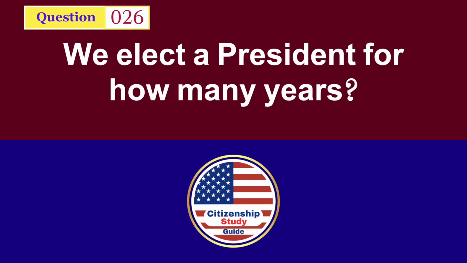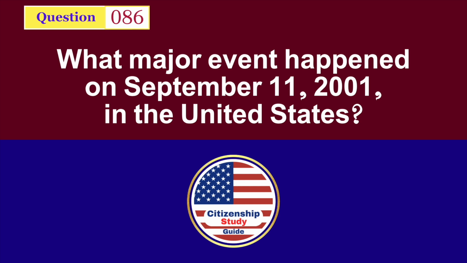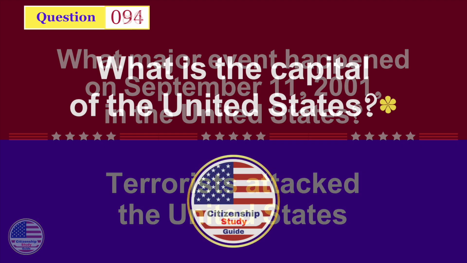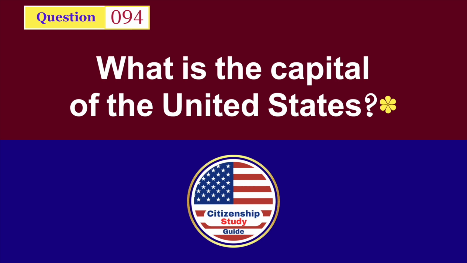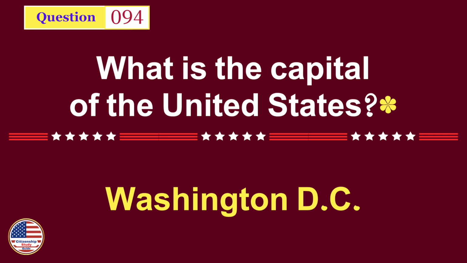We elect a president for how many years? 4. What major event happened on September 11, 2001 in the United States? Terrorists attacked the United States. What is the capital of the United States? Washington, D.C.